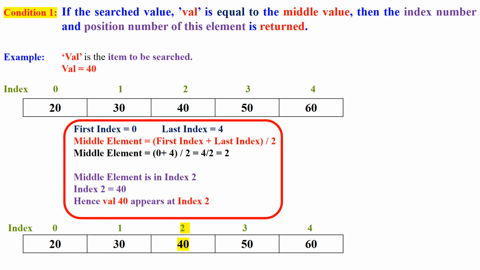For binary search, we have the following conditions. Condition 1. If the searched value, val, is equal to the middle value, then the index number and position number of this element is returned.